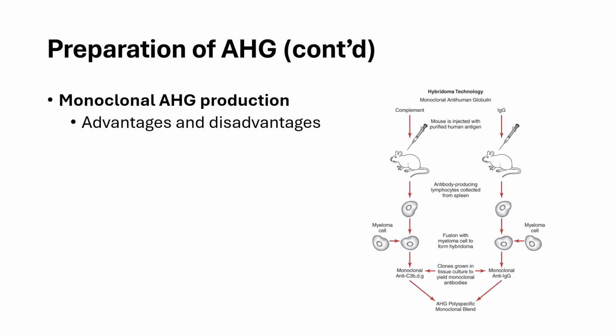So preparation of the monoclonal antihemoglobulin, some advantages is it's highly specific, so it binds to a single epitope. It's consistent performance, so there is no batch-to-batch variability. It's reduced background noise, so there's minimal cross-reactivity. It can be produced in large quantities using hybridoma technology, and it usually has a pretty long shelf life and stability. Some disadvantages: it's expensive and time-consuming to produce initially.